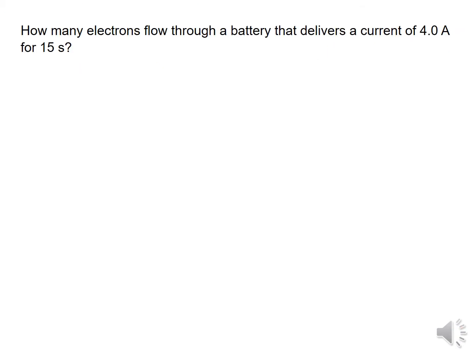How many electrons flow through a battery that delivers a current of 4.0 amperes for 15 seconds? So in this problem, we have the given current. So current is 4.0 ampere. Time is also given, 15 seconds. And then we are asked to get the number of electrons.